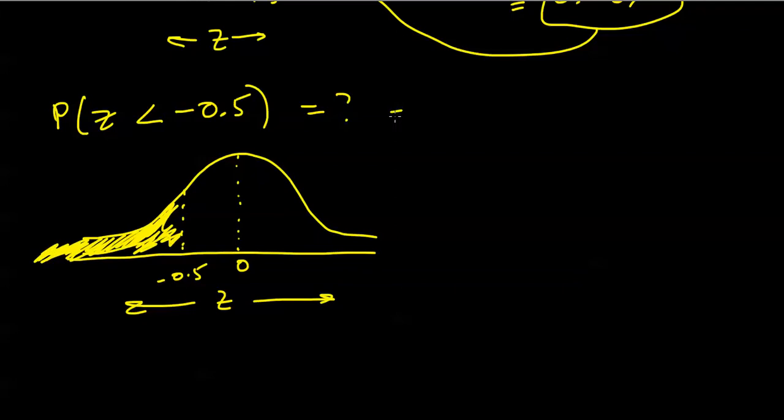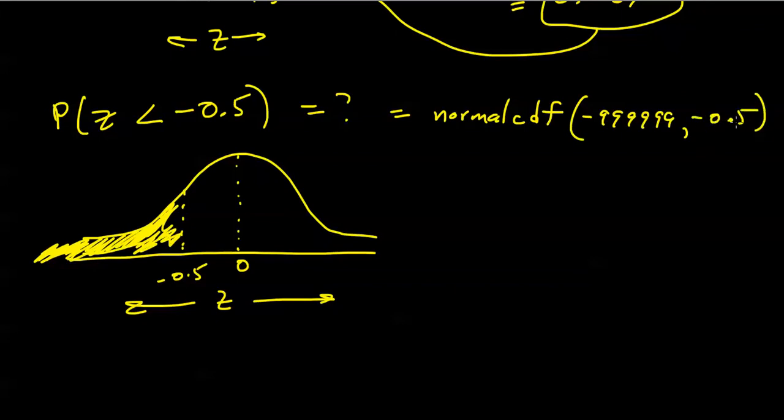Alright, so I'll use my normal CDF operator. Remember, hit the second button, distribution button, and then the second item on the list is normal CDF. And as you might expect, our approximation for negative infinity is going to be negative 9999999. Our right bound will then be minus 0.5, and if I punch that out, I get 0.309. Okay.